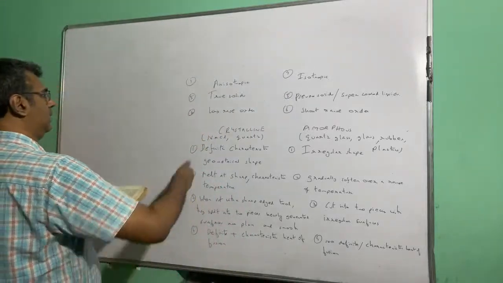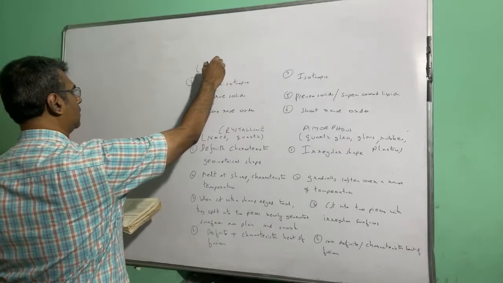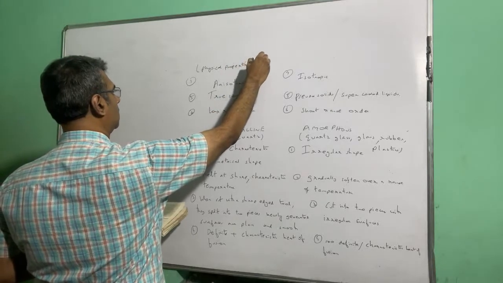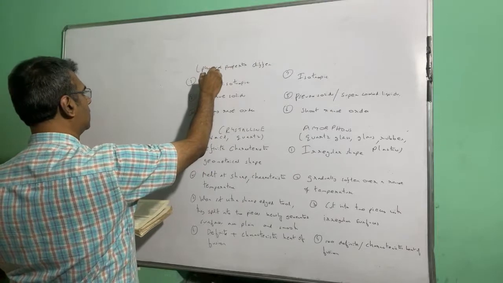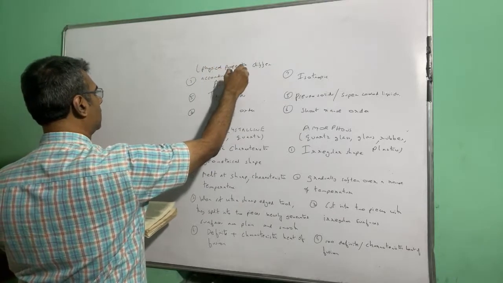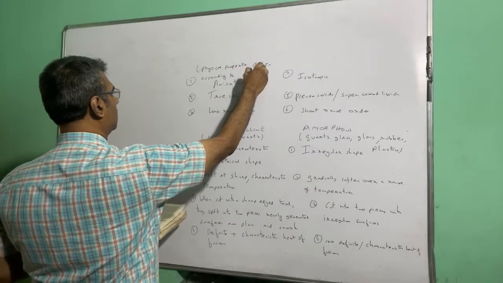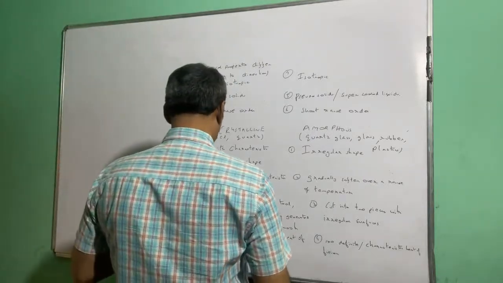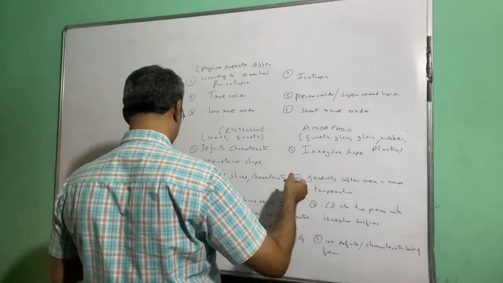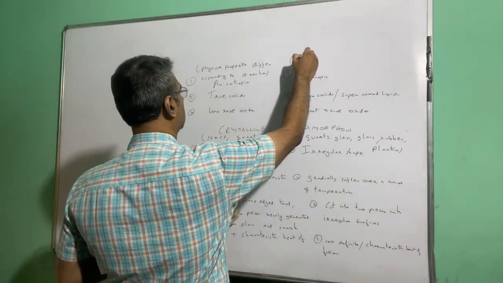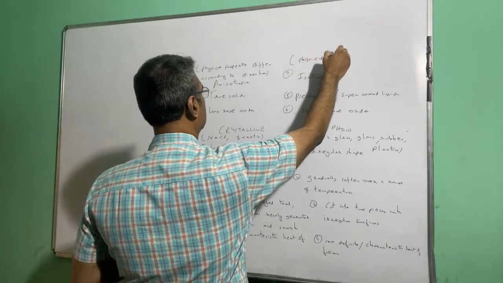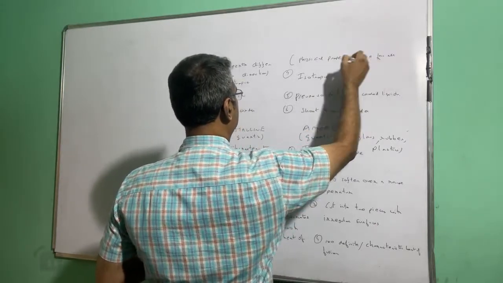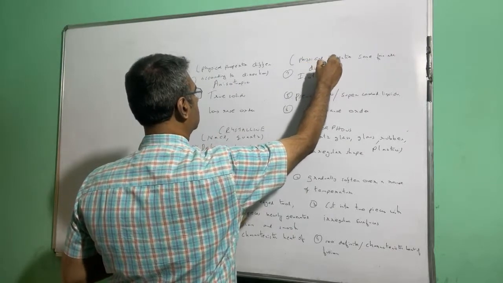So anisotropic means physical properties differ according to direction, and isotropic means physical properties are same for all directions.